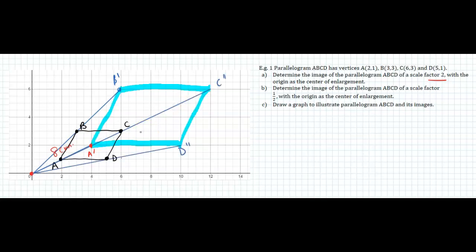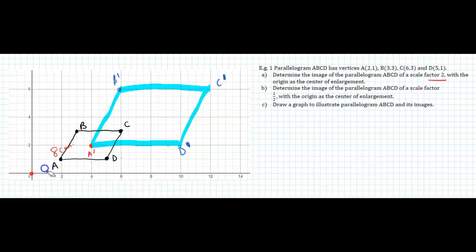We get this shape here, which is this light blue shape, A dash, B dash, C dash. Oh, I have a double. Sorry, I meant to put C dash and D dash. These blue lines are the lines that you should have if you are doing this enlargement. This is what the examiner needs to see.